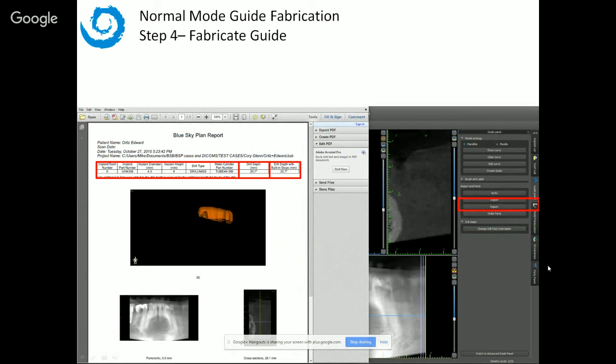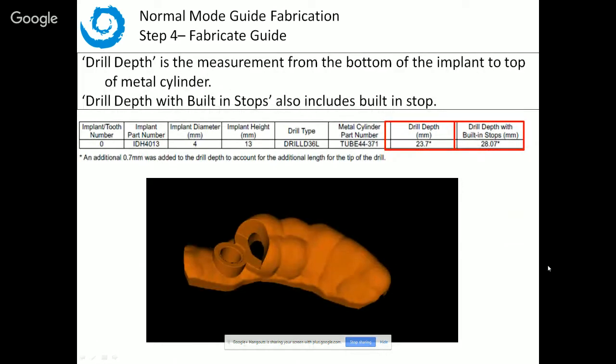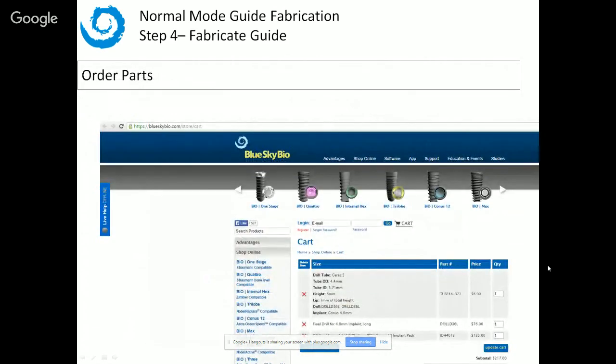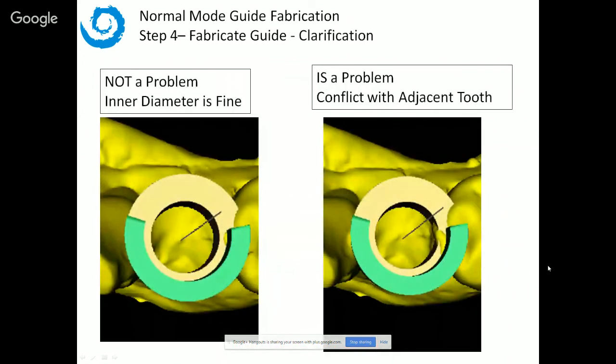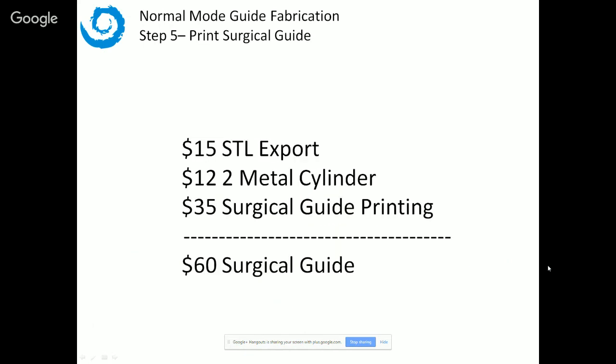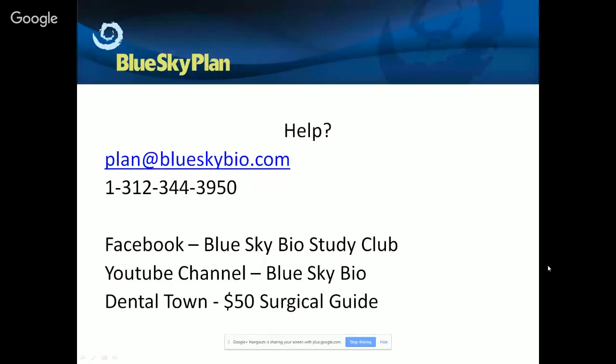The report functionality, same as before. The merge process that we discussed doesn't affect what we discussed earlier. And again, ordering the parts, same concept. When you finish the surgical guide, you could brush, you could add the label, and move forward from there. And again, the fine nuance of what's problematic and what's not. At the end of the day, printing the surgical guide and the costs involved are quite similar.